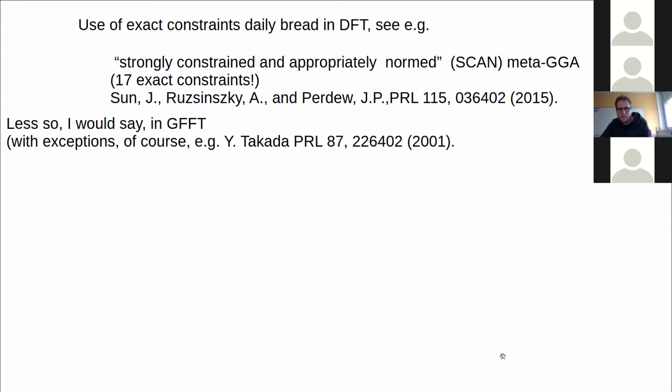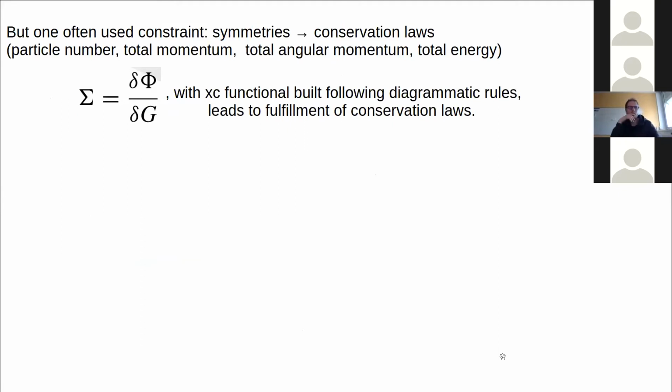Exact constraints are actually very, very much used in the framework of density functional theory. And you have, for example, just to take one, the SCAN functional, which uses 17 exact constraints. And this is very successful. In the framework of Green's functional theory, we talk a little bit less about exact constraints to construct functionals. So I feel, although there are attempts, I just put you one example. But there's one constraint that we actually explicitly or implicitly often use, and this is linked to symmetries, which are linked to conservation laws. And here's particle number, total momentum, total angular momentum, and total energy. And I guess that Robert will talk more about this.